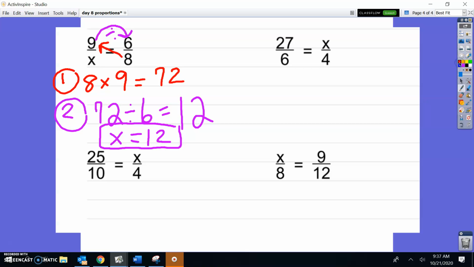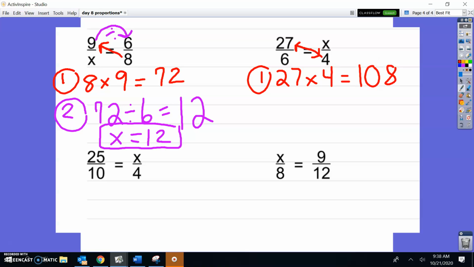Let's try the next one together. 27 over 6 is my ratio, equals a mystery number over 4. So I'm going to take step number 1, which is to take my 2 numbers diagonal that I can multiply together. I can't do 6 times x because we don't know x yet. So I want to cross multiply by my 2 numbers that are already there. So step number 1 is 27 times 4. I don't know that multiplication problem in my head, so I'm going to take my calculator and take 27 times 4, which equals 108.